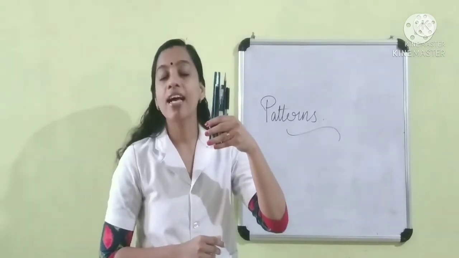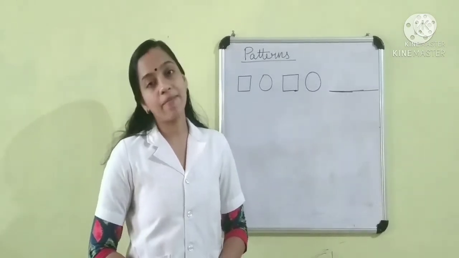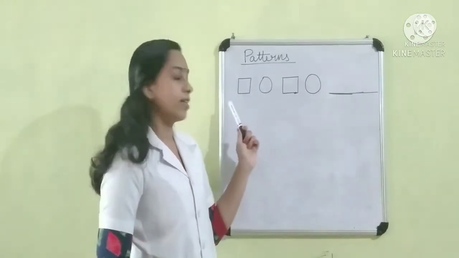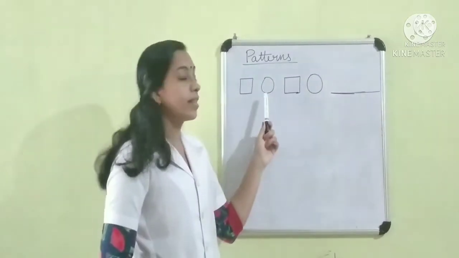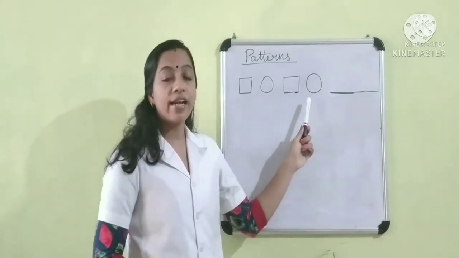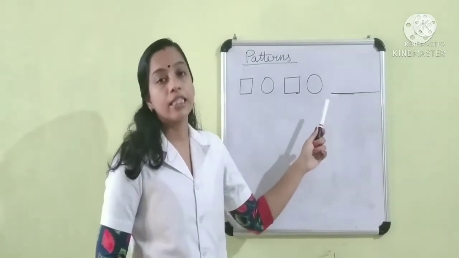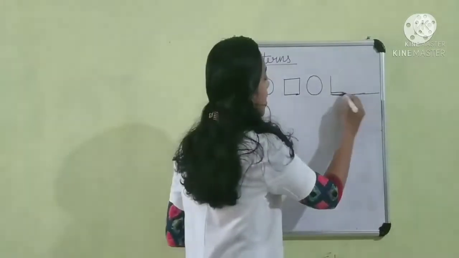Is it clear? Yes. Do you know children, we can detect a pattern in shapes too. What do you see here? Yes, there is a pattern. First there is a square, then a circle, then a square, then a circle. Tell me children, what will come next? Yes, a square. So let us draw a square here.